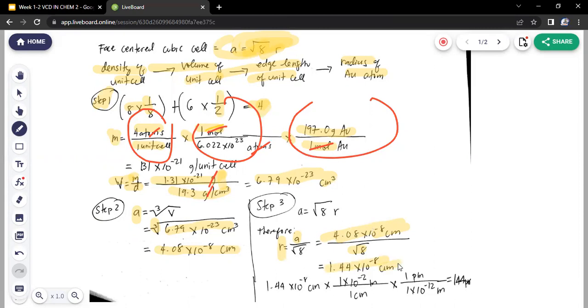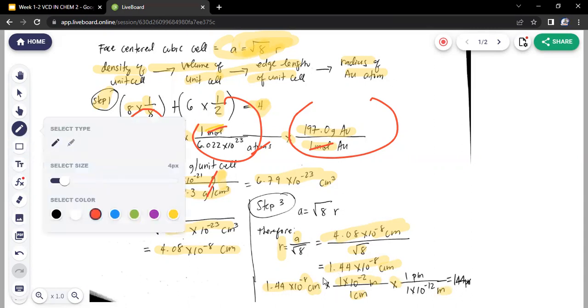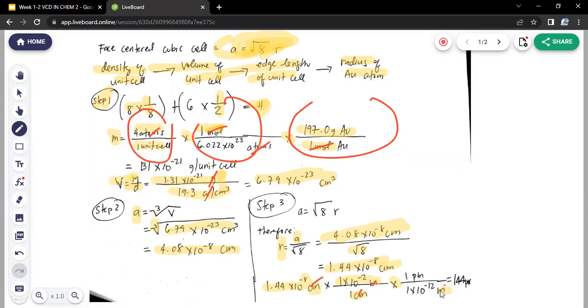You have to convert it into picometer. So all you need to do is 1.44 times 10 raised to negative 8 centimeter times 1 times 10 raised to negative 2 meters over 1 cm, multiplied by 1 picometer over 1 times 10 raised to negative 12 meter. Solving all of that, you will be able to cancel the units, and you will be left with the picometer unit. Therefore, the answer is 144 picometer. And that is the answer, 144 picometer.